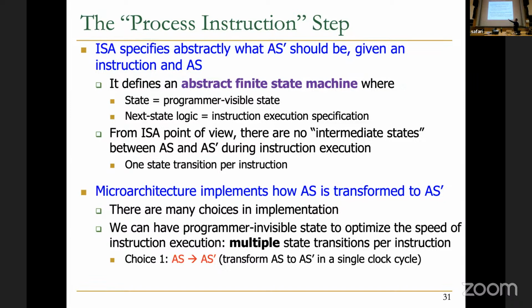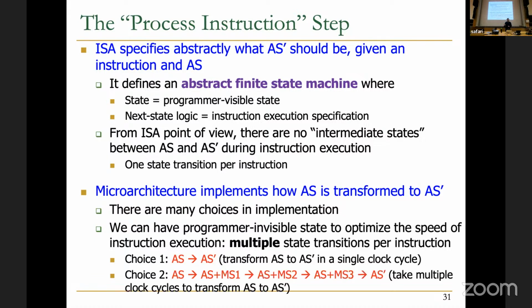You could transform architectural state to architectural state prime, given the specification of the instruction, in a single clock cycle. We're going to see that this is a bad idea, but we're going to build this machine first, just because it's simple to build, and also to see the trade-offs and see why it's a bad idea. So choice 2 does this transformation basically, but it takes its time in doing so. First, in one clock cycle, it goes from architectural state to architectural state plus some microarchitectural state 1. So there are some other registers that it changes. In the next clock cycle, it changes some more microarchitectural state.